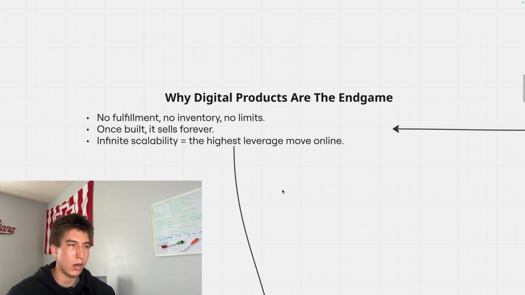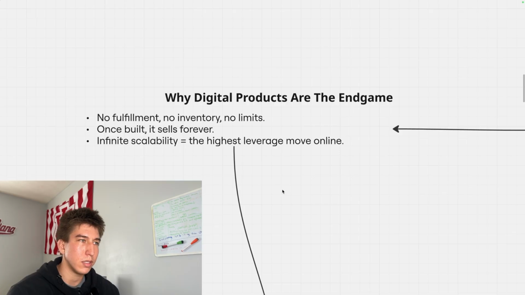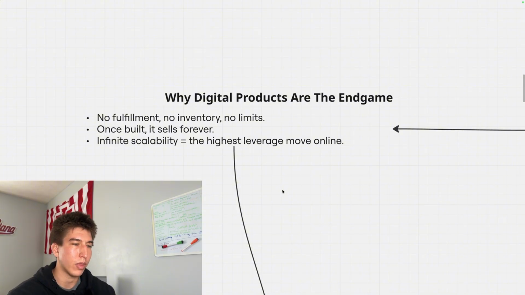When it comes to digital products online, the reason people make so much money from them is because they sell while you're asleep, and they also just continue to sell. You just have to build them out one time. So once you build it out, it sells forever. There's infinite scalability, the highest leverage move online. There's no better move online than building out a digital product.